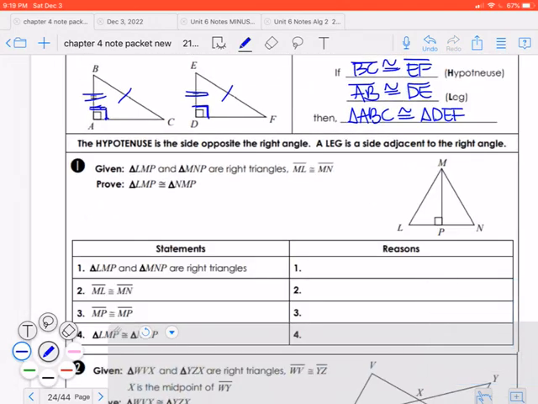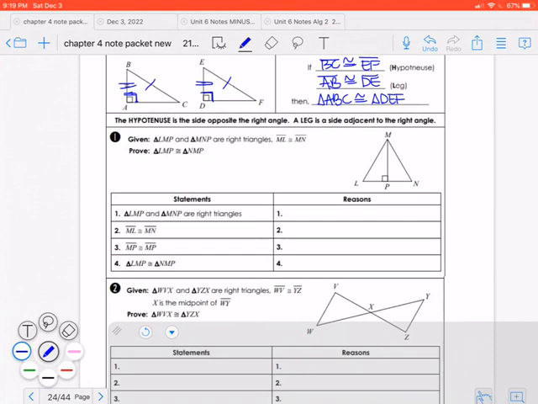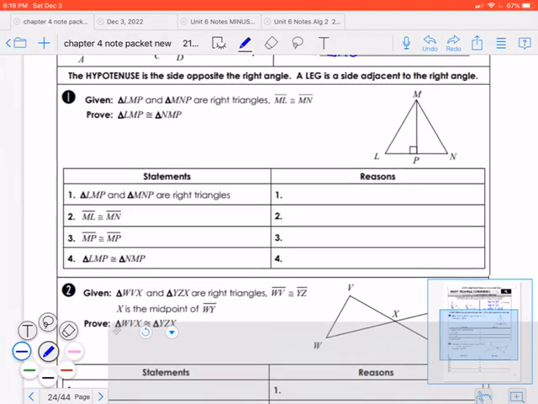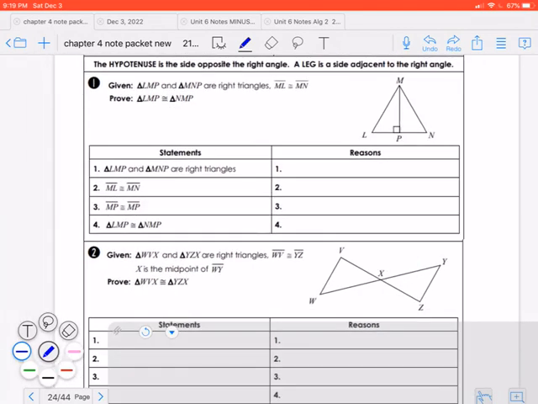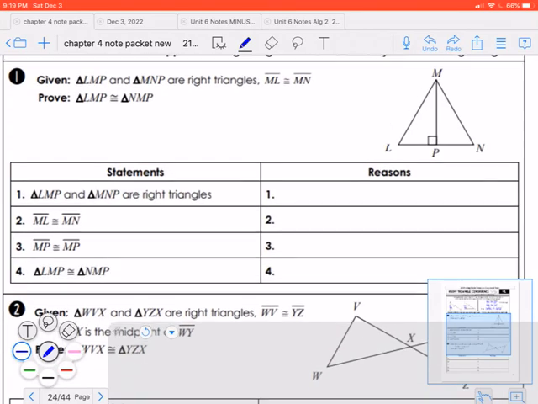All right, our first proof here, the statements are given to us, and so we will just have to write the reasons. So we'll do this first one, and then I'd like you to pause the video and try number 2 on your own, and then restart the video to go over it.